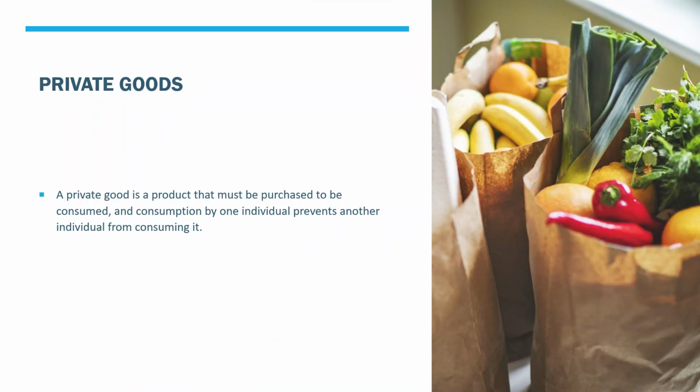A private good is a product that must be purchased to be consumed, and consumption by one individual prevents another individual from consuming it. Examples of private sector goods and services include broadband service providers, food shops, grocery items, mobile phone providers, car dealerships, and consumer goods companies. For example, those selling electronic items such as TVs, fridges, and laptops.